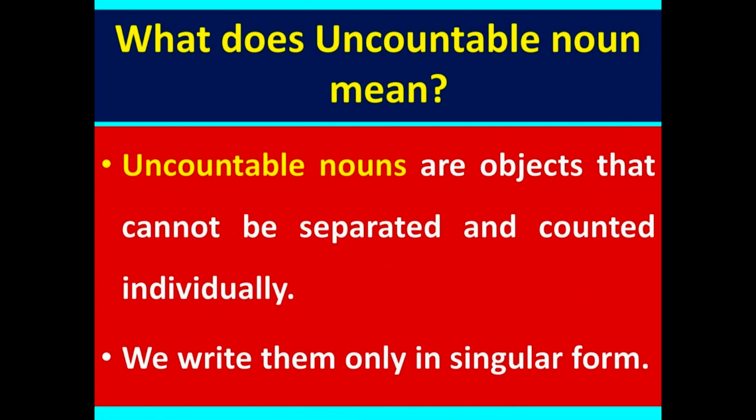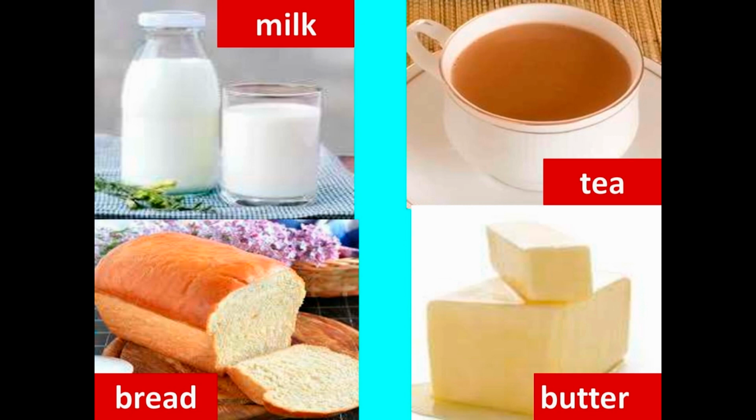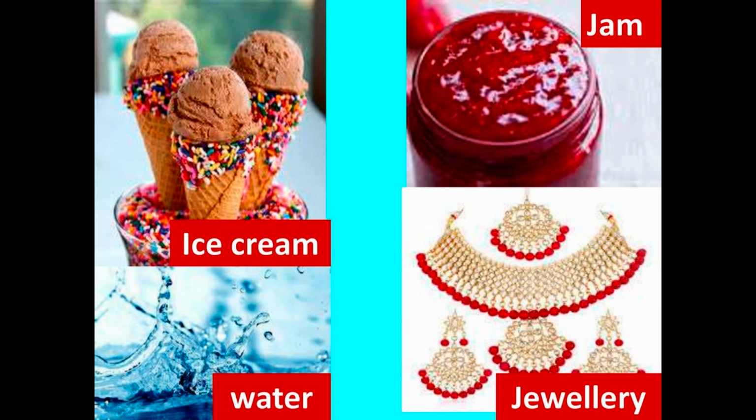What does an uncountable noun mean? Uncountable nouns are objects that cannot be separated and counted individually. We write them only in the singular form. Examples of uncountable nouns are rice, cheese, sugar, and furniture. Milk, tea, bread, and butter. Ice cream, jam, water, and jewelry.